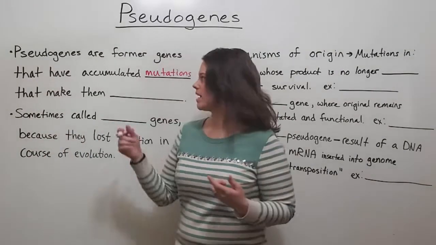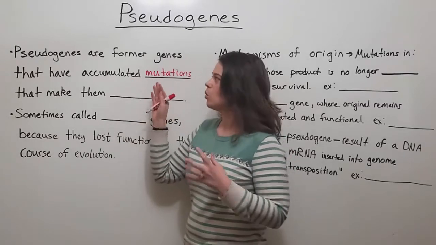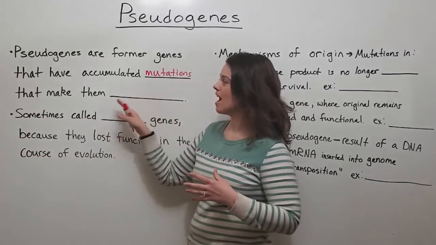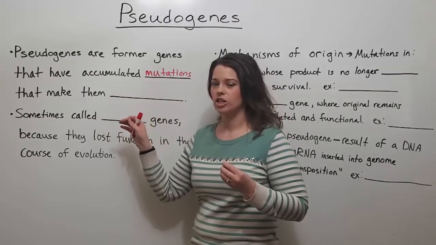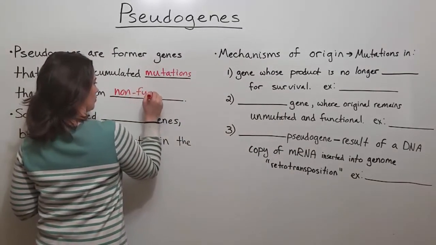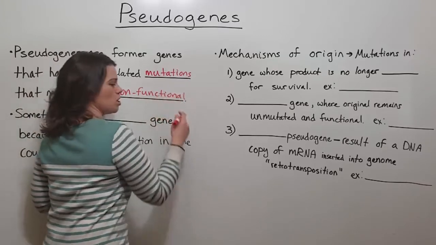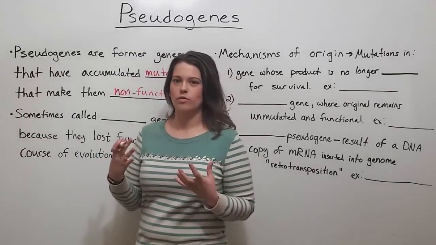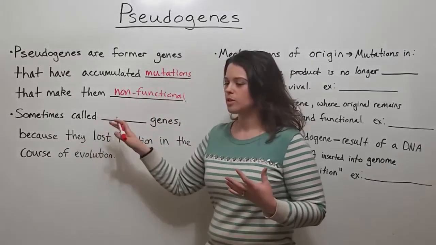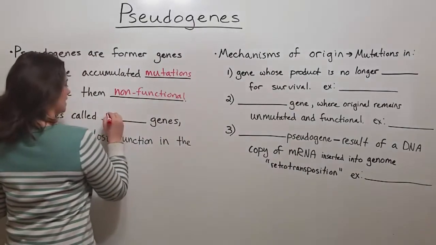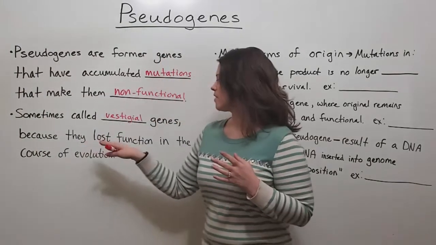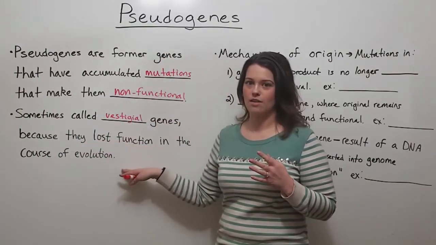And this is important because they've accumulated enough mutations which alter the nucleotide sequence enough that those mutations make these genes non-functional. So these are genes in the genome of an organism that are so mutated that they are no longer functional. They're sometimes called vestigial genes. What this means is that they have lost their function in the course of evolution.